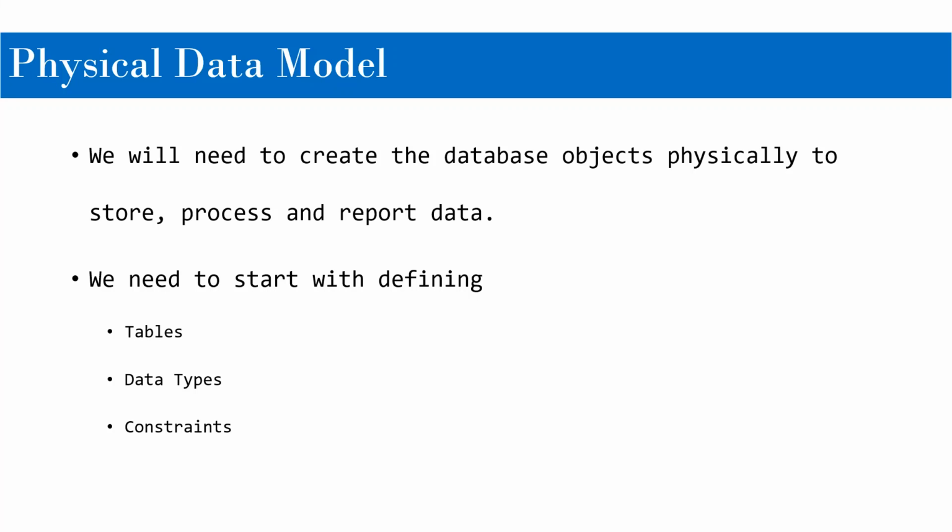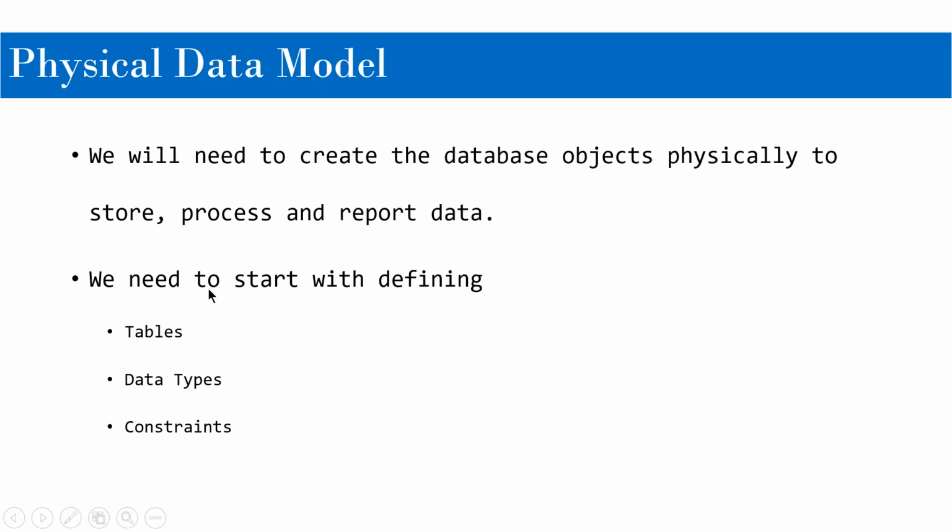For the case study, we are going to build the physical data model. So how do we create a physical data model? So far we have created the conceptual data model, which deals only with the entities. In the logical data model, we identified the data elements, the minimum fields we need in every table, and also defined the relationships. Now in the physical data model, we need to create actual database objects.